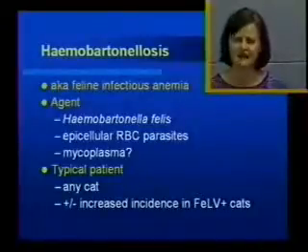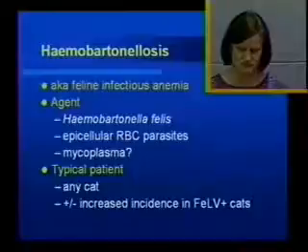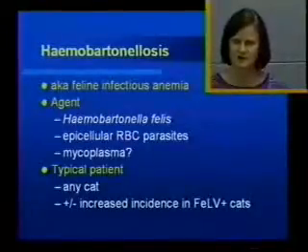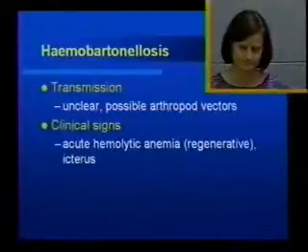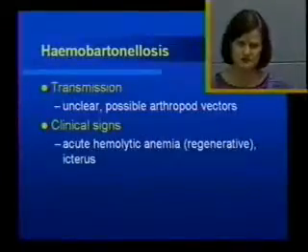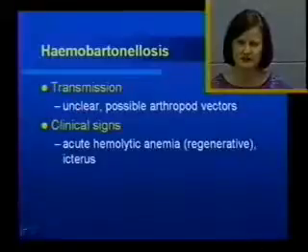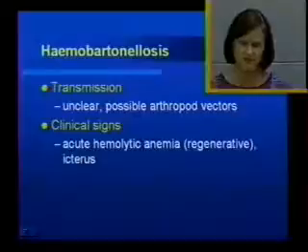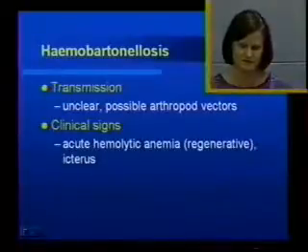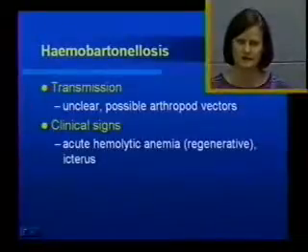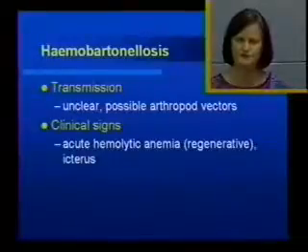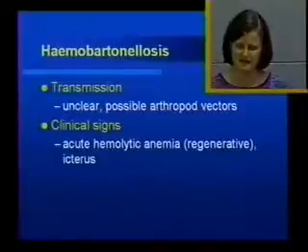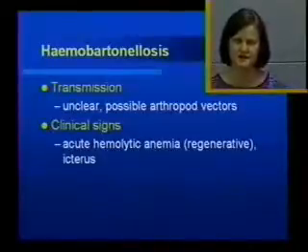The typical patient is any cat of any sex or age, and there may be an increased risk of this disease in cats that are co-infected with leukemia virus. It's not known how this particular infection is transmitted. It's suspected that arthropod vectors may be part of the transmission, but this has not been proven. Clinical signs are acute hemolytic anemia. This is a profound anemia. It's regenerative with high numbers of reticulocytes and polychromasia, and the cats that are very severely affected will also have icterus.